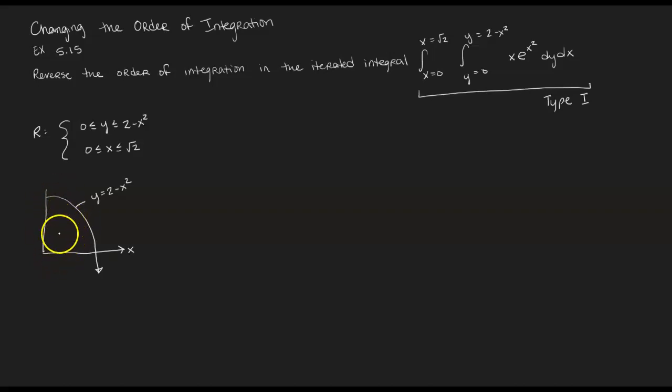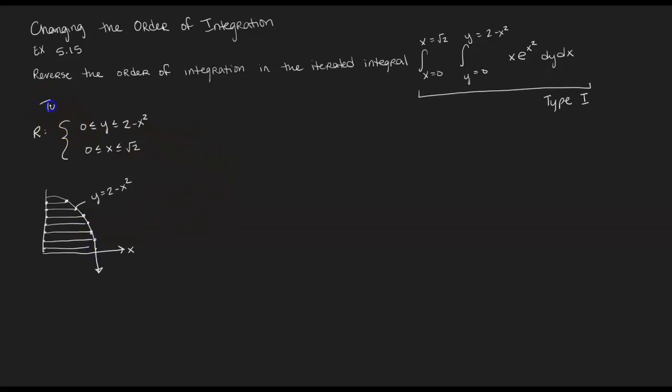And originally it was given to us as a type 1 region, but we want to redefine it as a type 2 so that we can change the order of integration, thus integrating x first instead of y. So we would like to switch from vertical strips to horizontal strips. And that would mean that we need to define the left and right side of our region using functions, but not functions of x, functions of y.